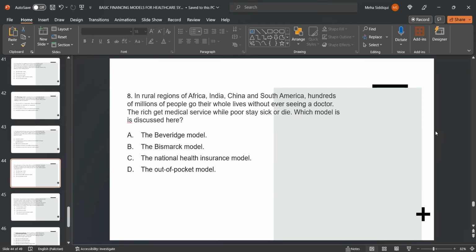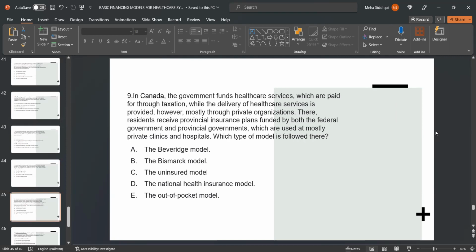MCQ number 8. In rural regions of Africa, India, China, and South America, hundreds of millions of people go their whole lives without ever seeing a doctor. The rich get medical service while the poor stay sick or die. Which model is discussed here? Beveridge model, Bismarck model, national health insurance model, or out-of-pocket model? Out-of-pocket model. Yes, D is the right option.